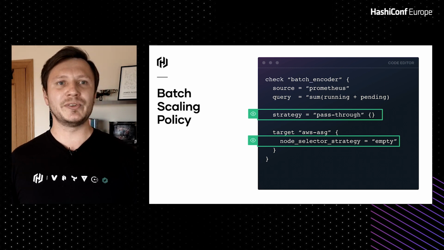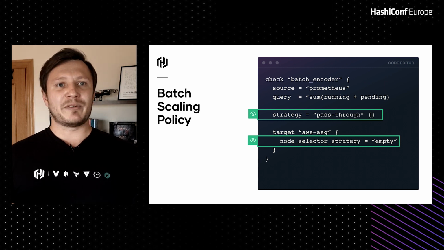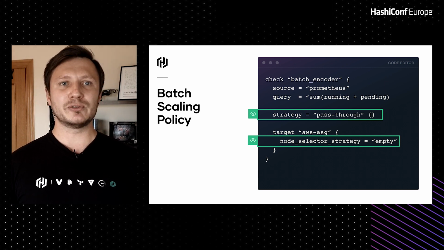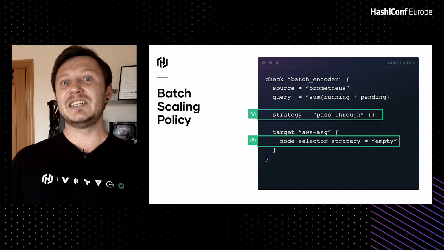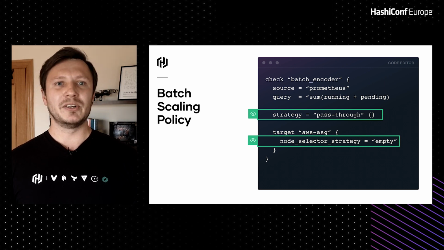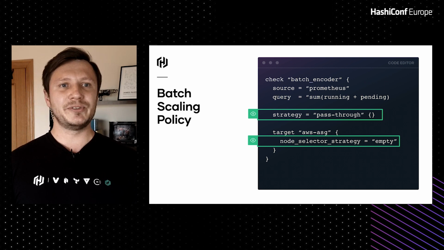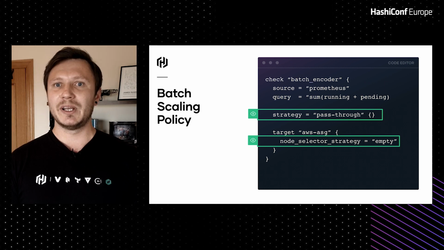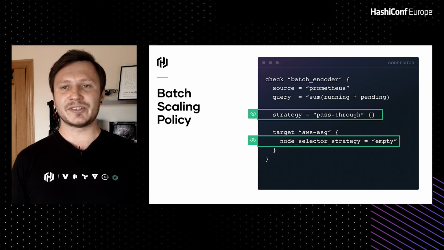And so this is a shortened example of what a batch scaling policy might look like. We have the source of Prometheus, and in this example we're going to assume that the query returns the absolute result. So per allocation that we're going to run, maybe it requires one GPU, and each instance that we are running has one GPU, so we have one allocation per instance. And so the number of running and pending is the number of instances that we want to have running. Therefore, this new strategy that we have, pass-through, doesn't do any more computation on the query result. It takes that value and passes it straight through to the target. And then in the node selection, we can use empty.